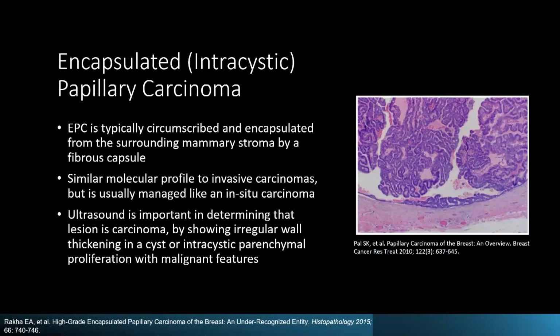And then encapsulated intracystic papillary carcinoma is typically circumscribed, encapsulated from the surrounding stroma. It has a fibrous capsule. It's similar to invasive carcinomas, but usually it's managed like an in situ carcinoma. And ultrasound here is very important because it shows an irregular wall of this encapsulated area, thickening in a cyst possibly, or an intracystic parenchymal proliferation that will look suspicious.